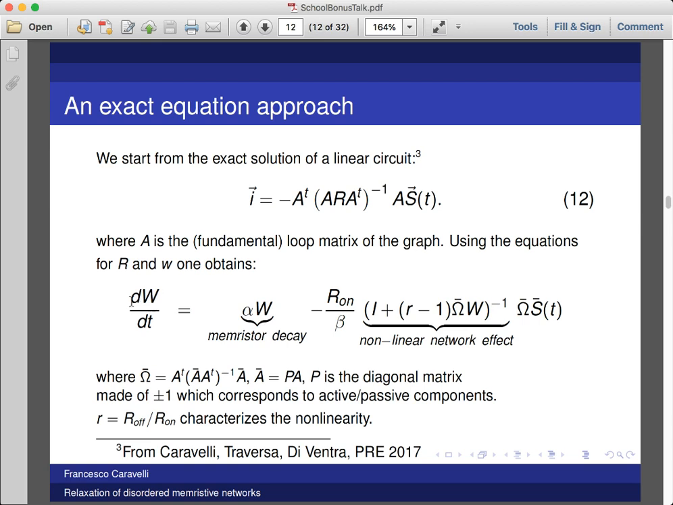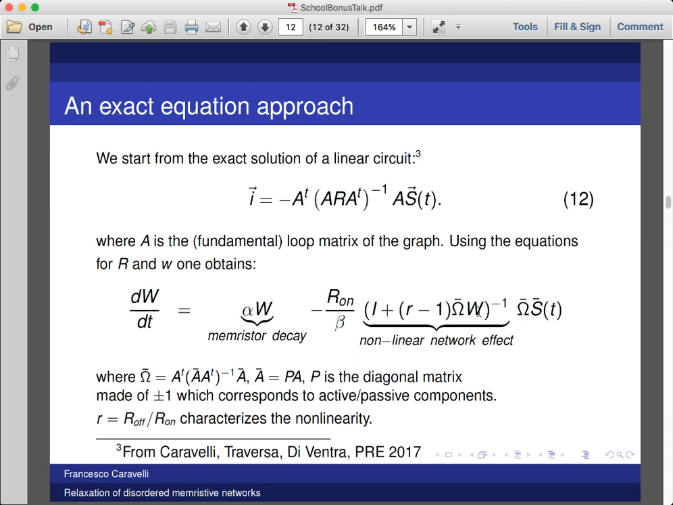So W, on the left hand side of this equation, is actually a vector. Imagine that you have a vector with all the members in the network, and dW over dt is the vector of all possible resistances in the network. The first term on the right hand side is again a vector, and alpha basically represents the decay of each component to a certain state. In this case, if alpha is positive, by my convention, this will be R off. And the last term is basically a nonlinear network effect.